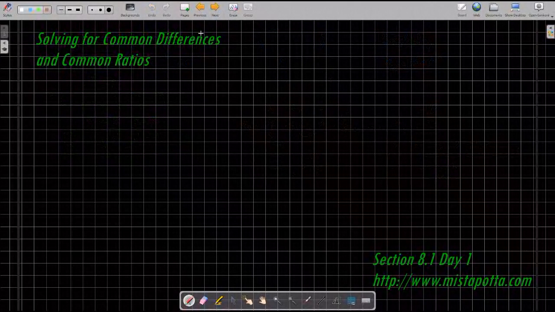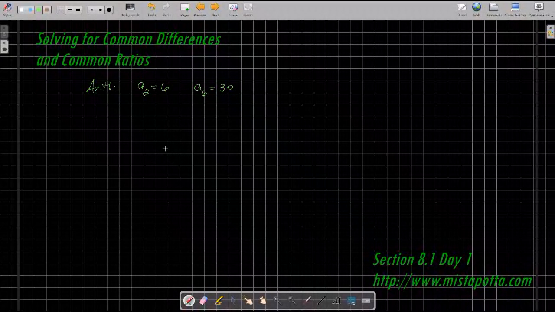Now, what's often more interesting is I will be given not a complete sequence, but I'll only be given certain parts of that sequence. So for example, I might be given an arithmetic sequence, and I might be told that the second term of my sequence is 6, and that the 6th term of this sequence is 30. And I need to find out about this sequence.